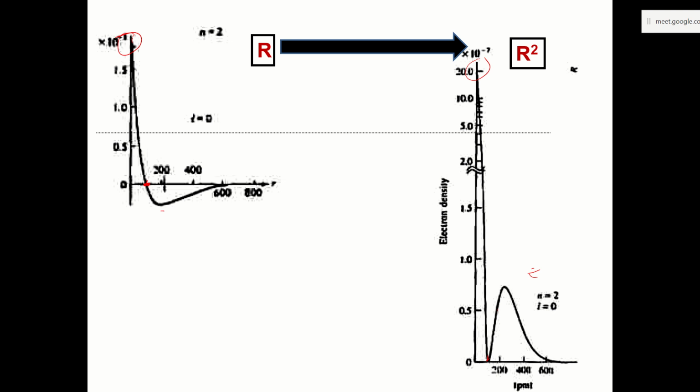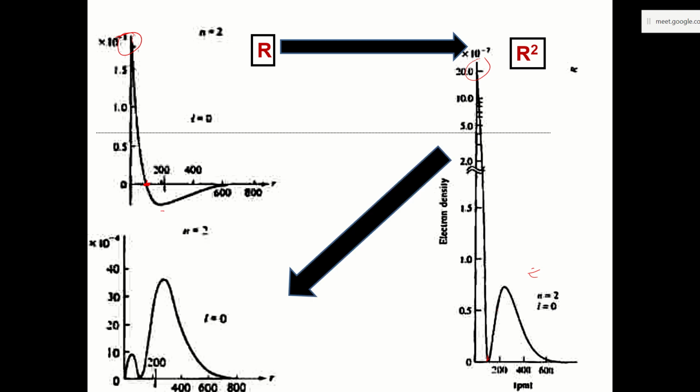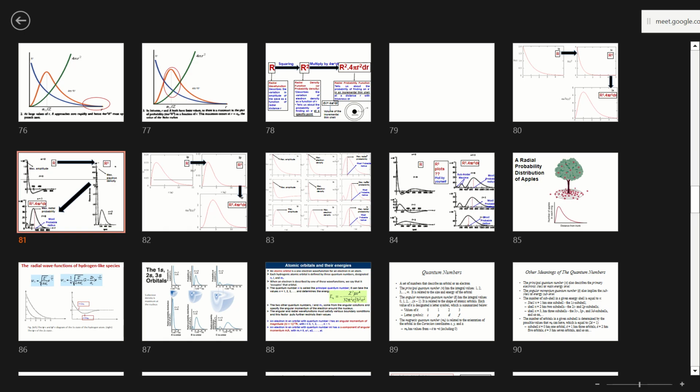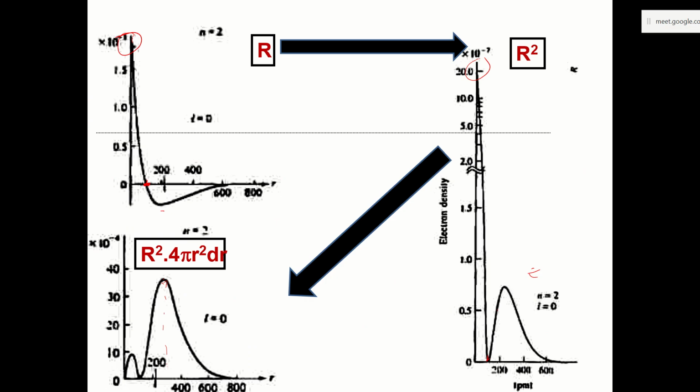How the electron density changes as you move away from the nucleus for the 2s orbital, and then you multiply with what? 4 pi r square dr, and you get the probability. The probability curve of the 2s orbital appears like this. So you multiplied by 4 pi r square, and this is your most probable radius. So you are getting 2 maxima.